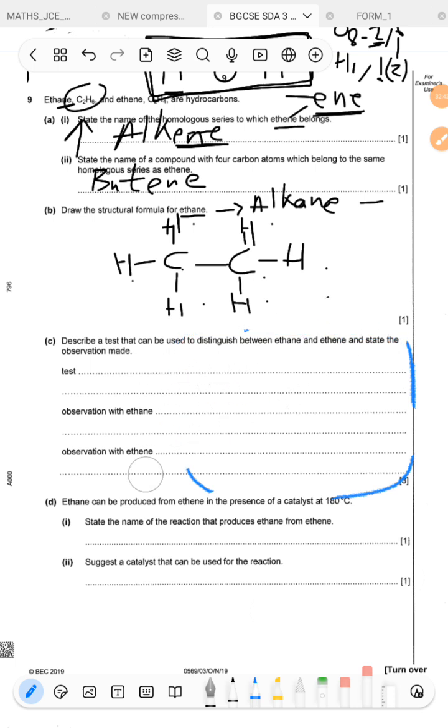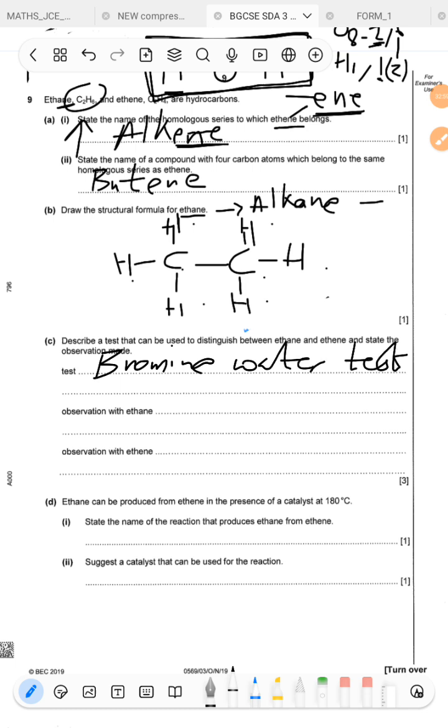On to the next question. Describe a test that can be used to distinguish between ethane, an alkane, and ethene, an alkene, and state the observation made. So the test is called the bromine water test. Essentially, you just bubble, or mix, whatever hydrocarbon that you have with the bromine water.